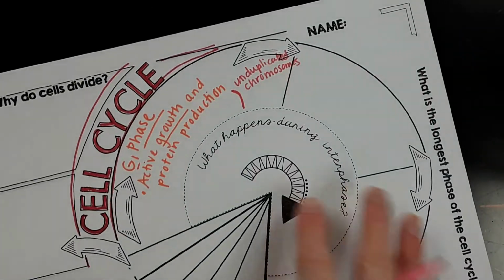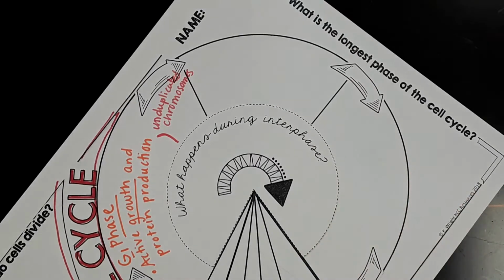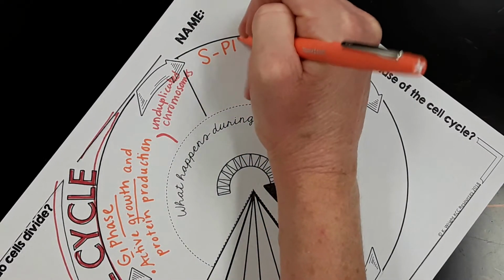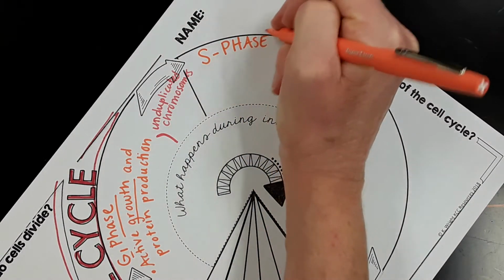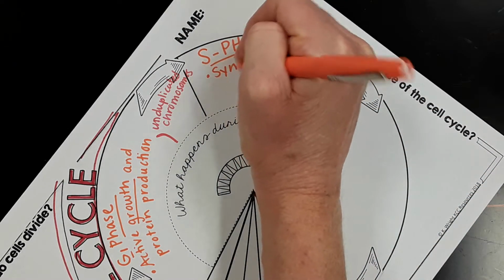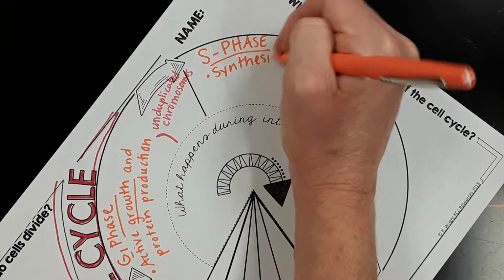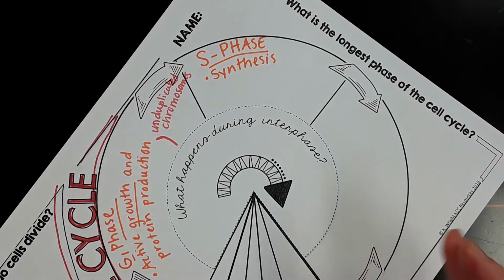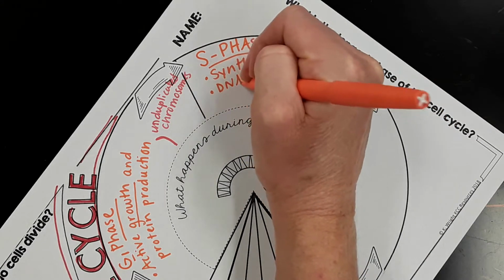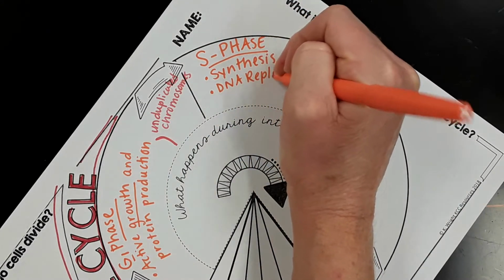At some point, our cell is going to receive a signal from a nearby cell, or it's going to get so large that it's going to need to divide. And so then it's going to enter the S phase. The S stands for synthesis. The thing that's going to be synthesized, or made, during the S phase is the duplicated chromosomes. The DNA replicates, so it's going to go through DNA replication.